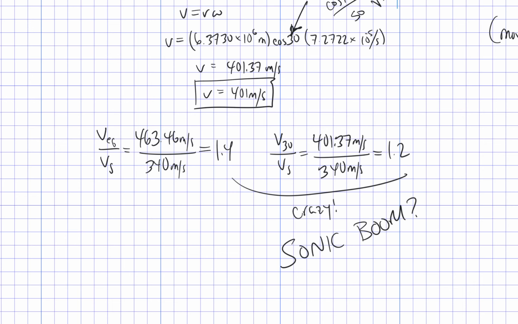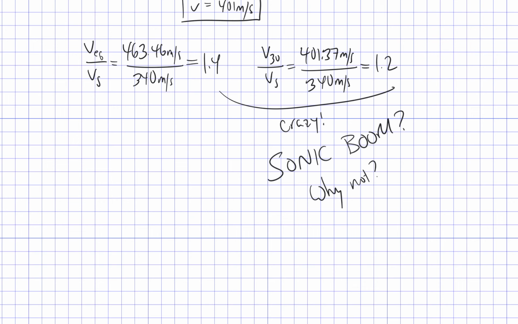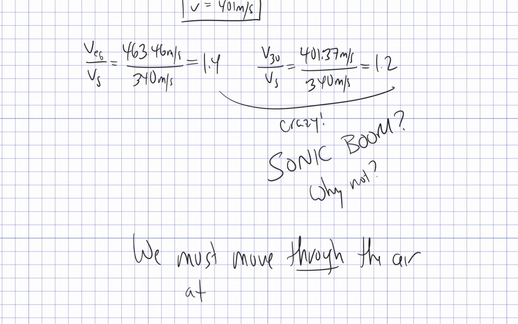And so you might wonder, wait, how come there's not a sonic boom? How come there's not some other interesting things going on? I want you to remember that the air all around us is also moving at that speed. That is why we don't have a sonic boom: you need to be moving at 340 meters per second through the air. And right now, basically us and the air, all of it is moving at 30 degrees latitude at 401 meters per second.